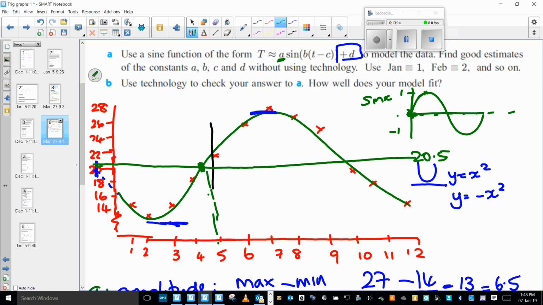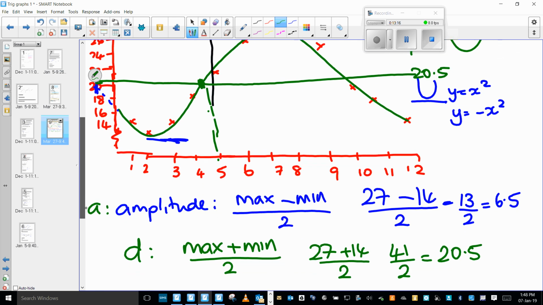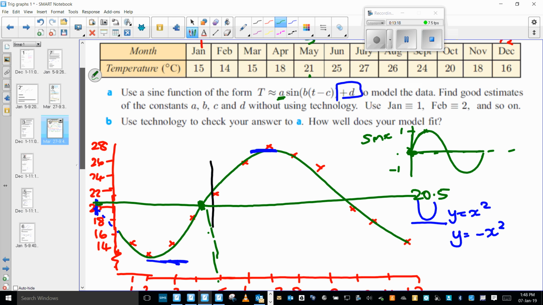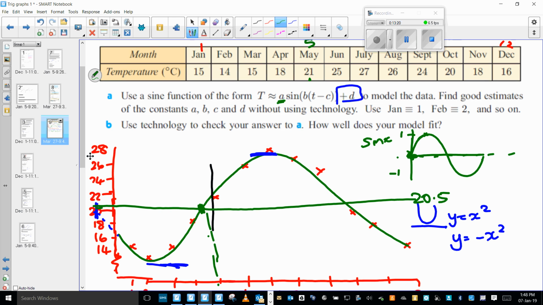So far our equation is 6.5 sine, we've still got a B we need to find, (t minus 5) plus 20.5. So far so good?